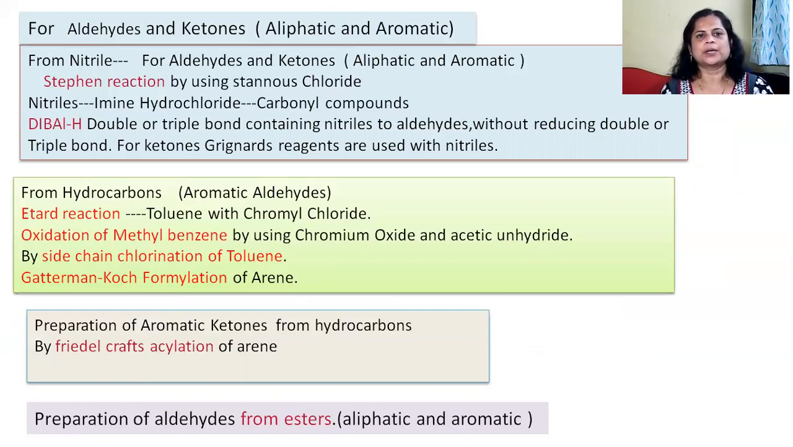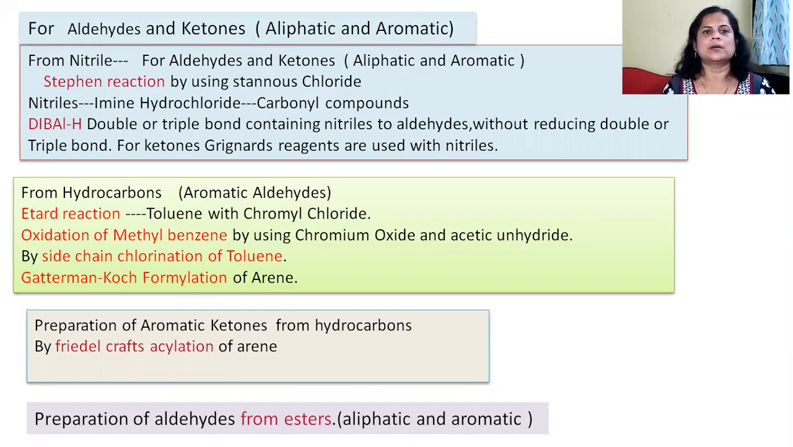First we completed methods using nitriles. In the nitriles, remember the Stephen reaction, where we use stannous chloride and HCl, so that these nitriles are converted into the imine hydrochloride and the formation of the carbonyl compound takes place. For the conversion of these nitriles to carbonyl compounds, we also used diisobutyl aluminium hydride, for aldehydes containing double and triple bonds in their structure. This is for aliphatic and aromatic aldehydes. To prepare ketones from nitriles, we use Grignard's reagents.